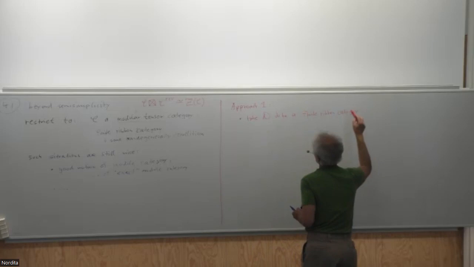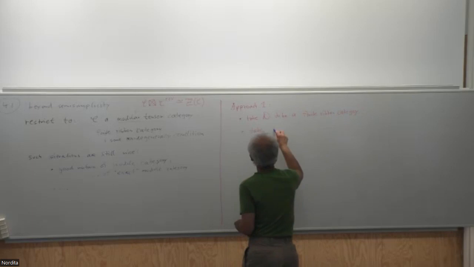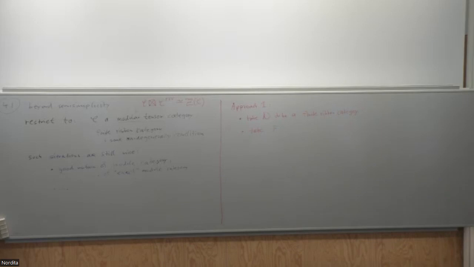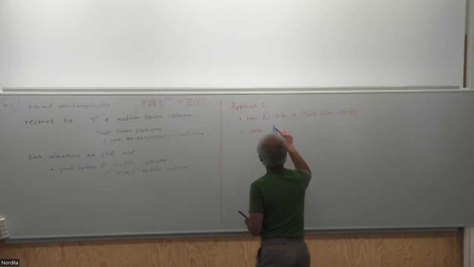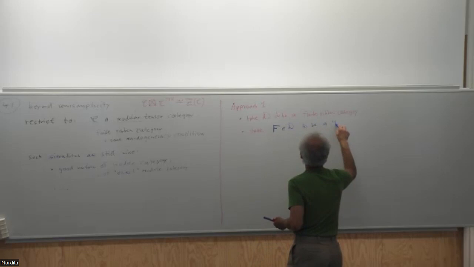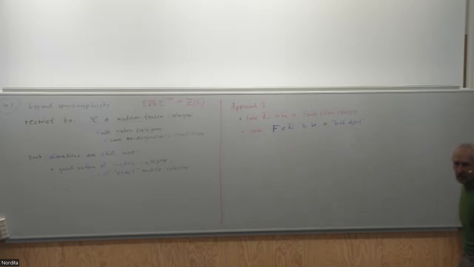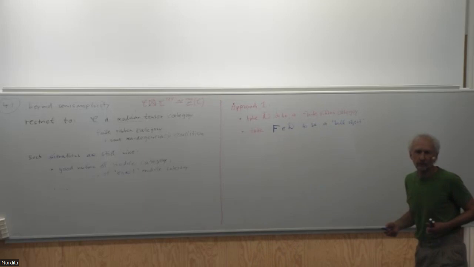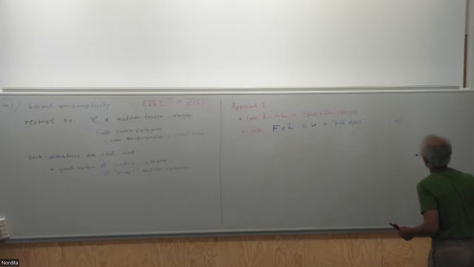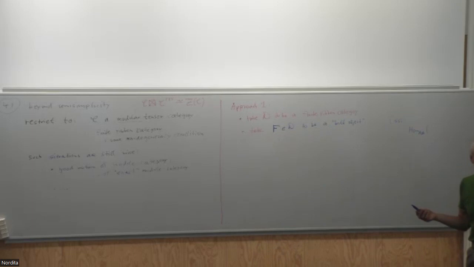At this point, I don't actually assume modular. And then take F in D to be a bulk object. And I don't define this now, but it's something that we expect to correspond to the object of bulk fields in the semi-simple case. In the semi-simple case, remember the space of bulk fields with given chiral labels was a certain bimodule morphism space.